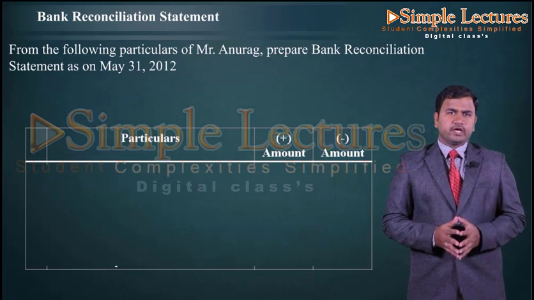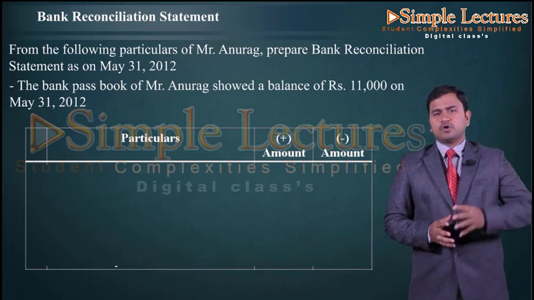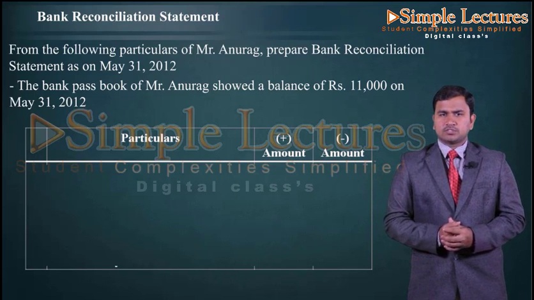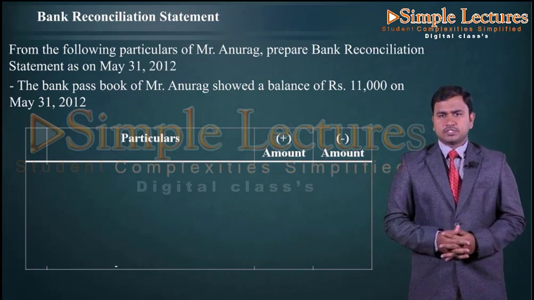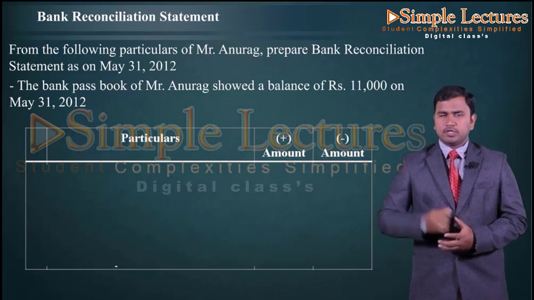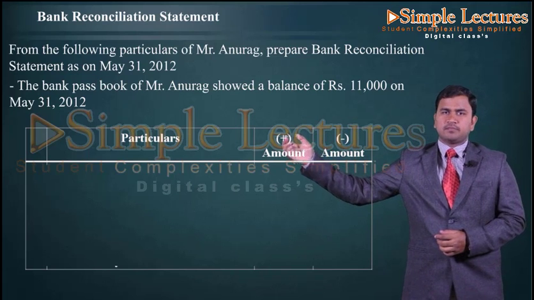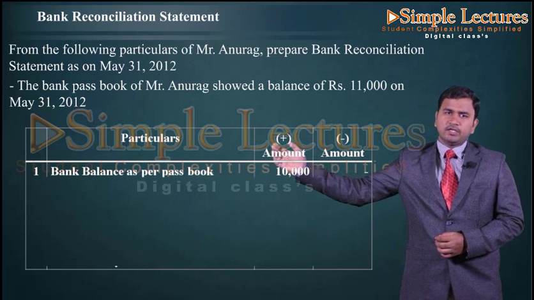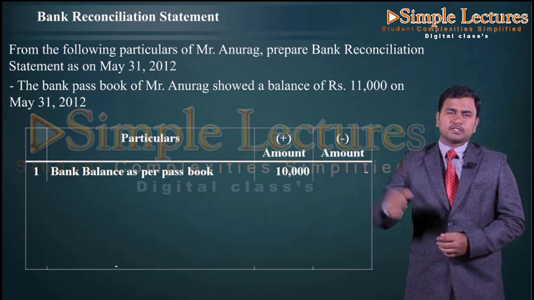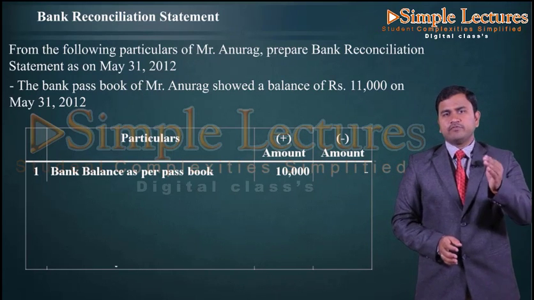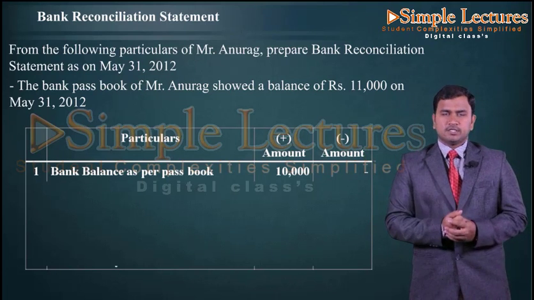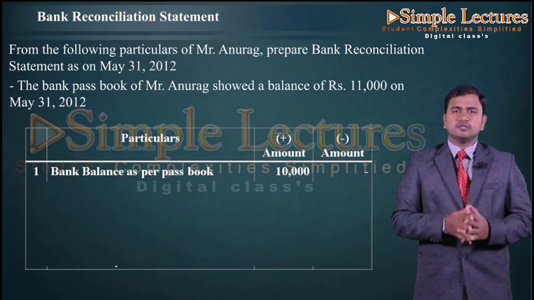The first entry we have is the bank passbook of Mr. Anurag showed a balance of rupees 10,000 on May 31st, 2012. So we have a balance as per the passbook, which we are going to record as the serial number 1. So serial number 1, balance as per passbook in the positive amount column 10,000. So here we have a balance as per the passbook. To this we are going to make additions and subtractions by comparing the cash book.